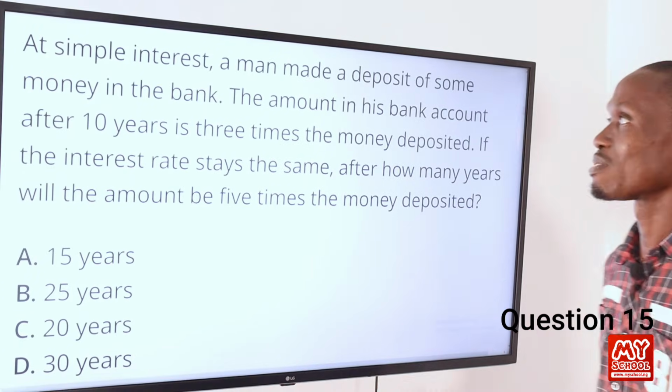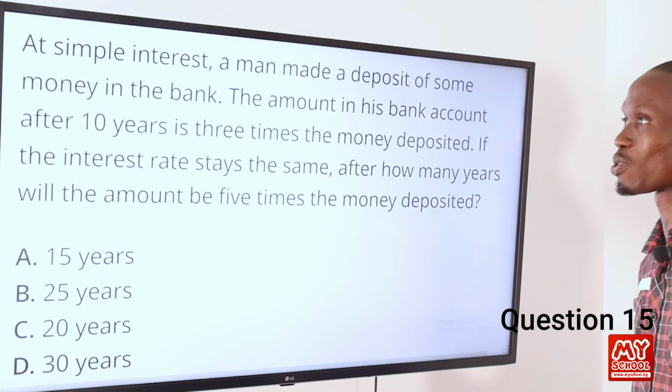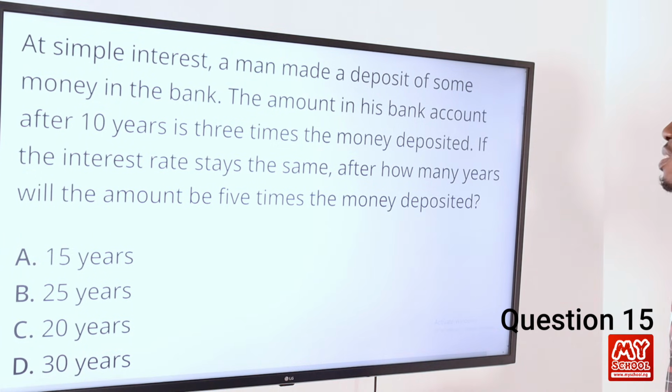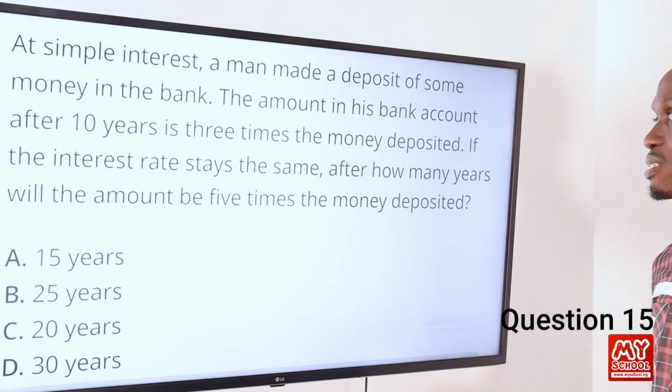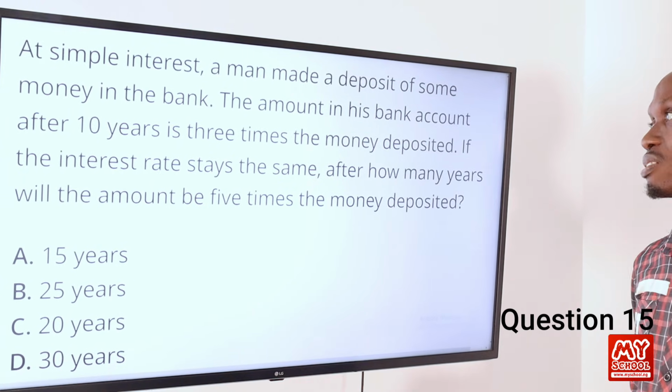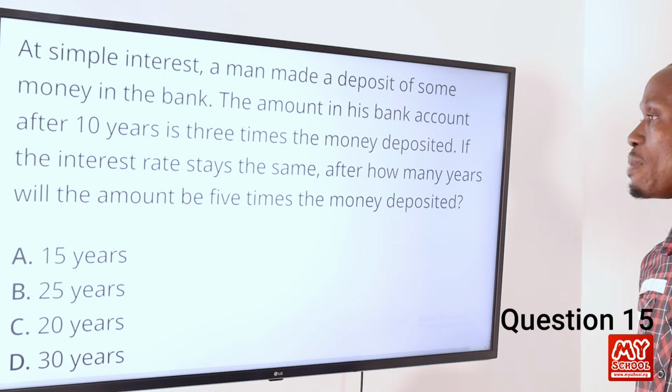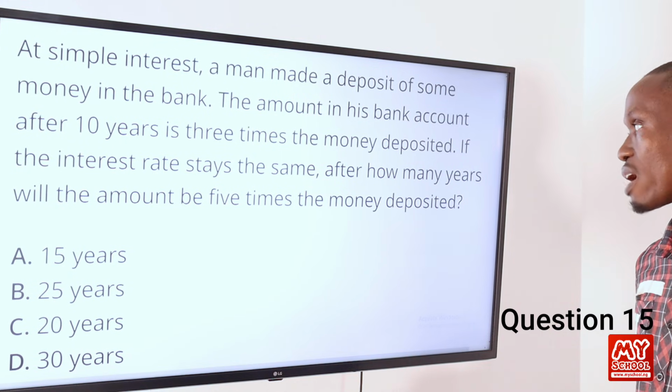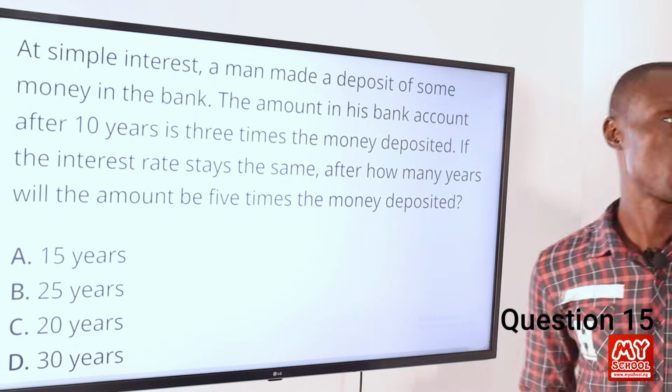Question 15. At simple interest, a man made a deposit of some money in the bank. The amount in his bank account after 10 years is 3 times the money deposited. If the interest rate stays the same, after how many years will the amount be 5 times the amount deposited?